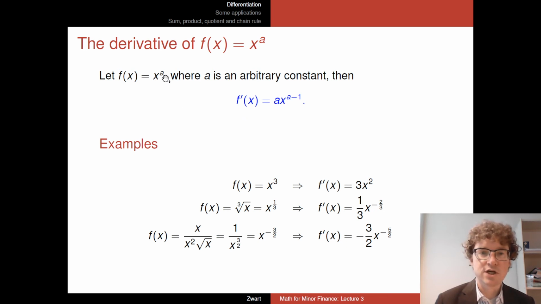What we're going to do is just take this a, put it in front, and lower the exponent by 1. That's basically the outcome of doing the procedure that we just did. So we just looked at the case where a equals 2, so we had x squared in that case. What's the derivative? Well, take the 2, put it in front, so we get 2x to the power 2 minus 1, which is just 2x to the power 1, 2x. So this is a general rule. We can derive it once, but once we know it, we can use it all the time.